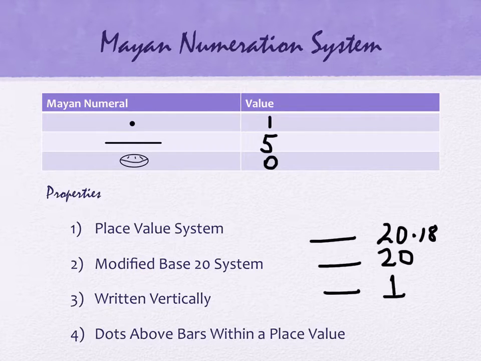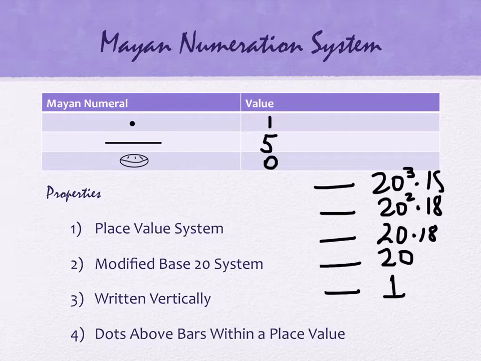Give me a second, I'll explain, but let me just show you the rest of it. After that, they have 20 squared times 18. They would do 20 cubed times 18. It's all powers of 20 after that. They just have this one weird step where they throw an 18 in.